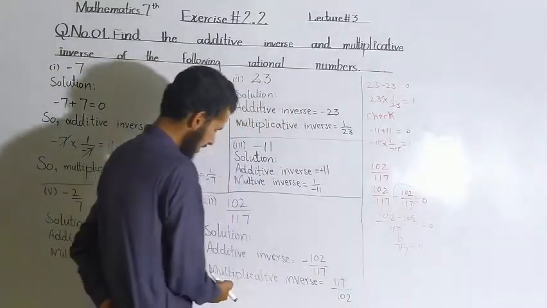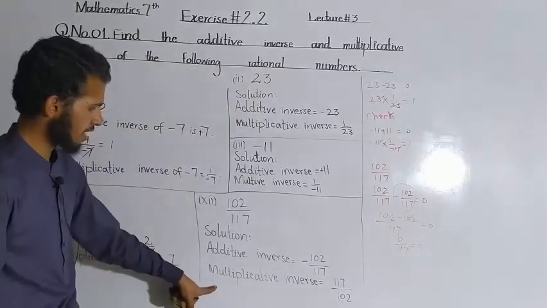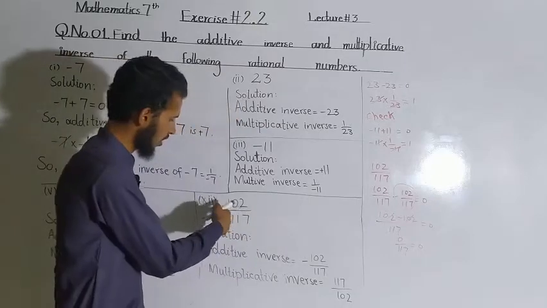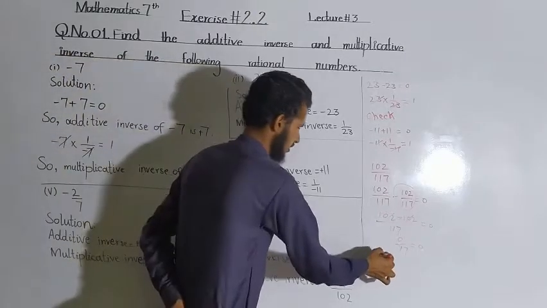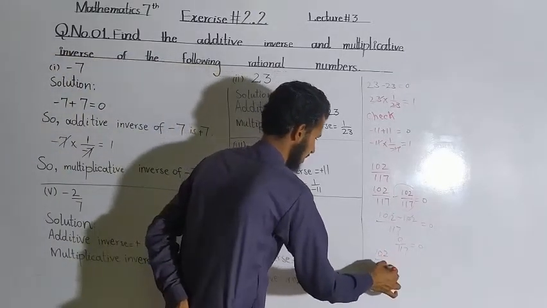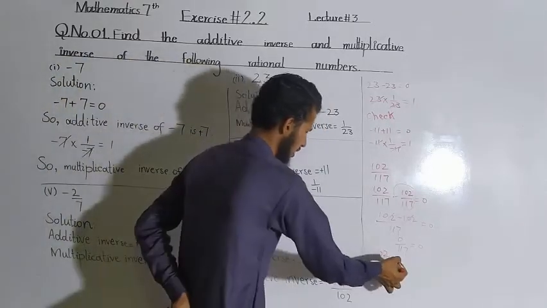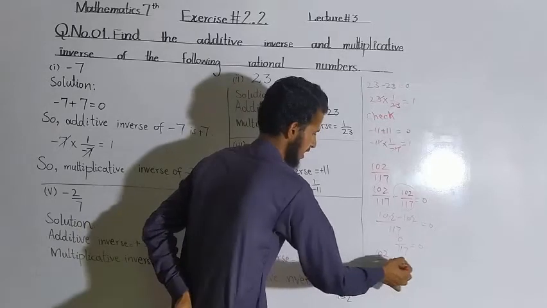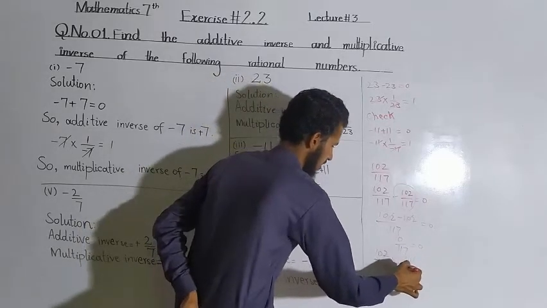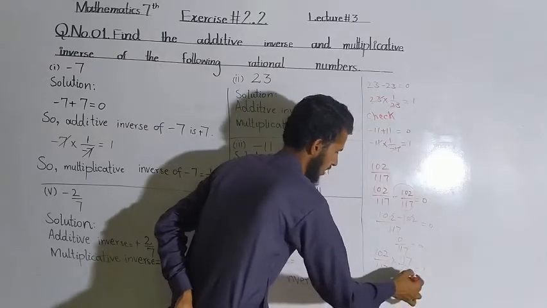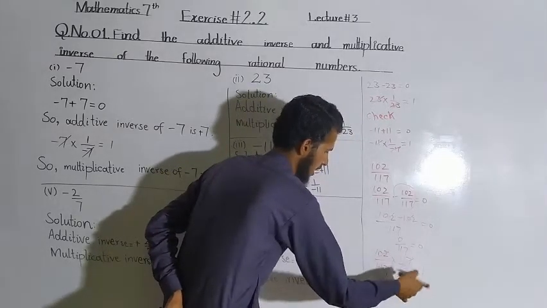Next is its multiplicative inverse. For finding the multiplicative inverse, you take the reciprocal of the given number 102 over 117. You multiply with its reciprocal 117 over 102, and it will be equal to 1. How? Everything cancels and the answer will be 1.